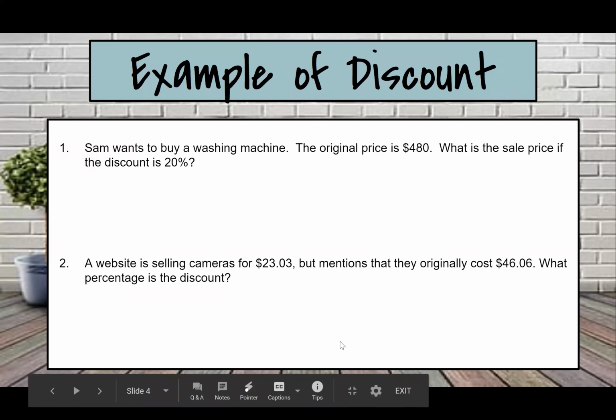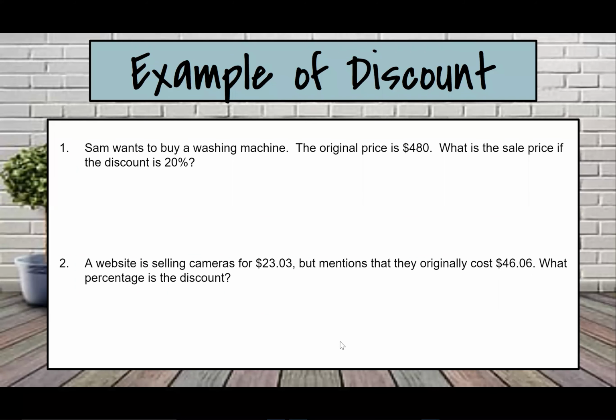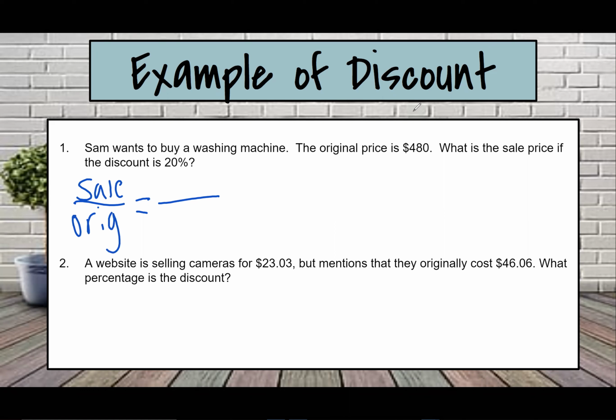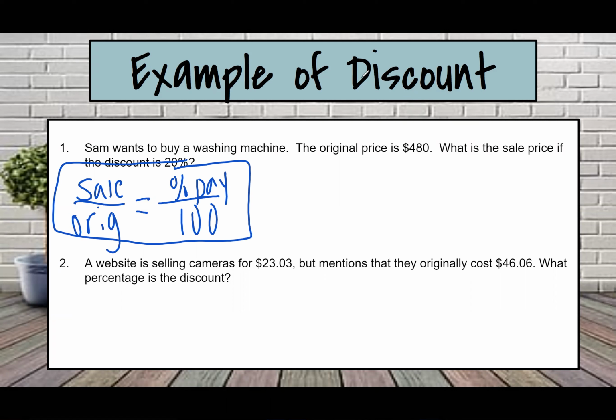Sam wants to buy a washing machine. The original price is $480. What is the sale price if the discount is 20%? So we want to set it up as a proportion. And again, it's going to be the sale price over the original is the percent paying over 100. So let's see if we can figure these all out. Sale price. Do we know the sale price? No, that's what we're looking for. So that's going to be X.